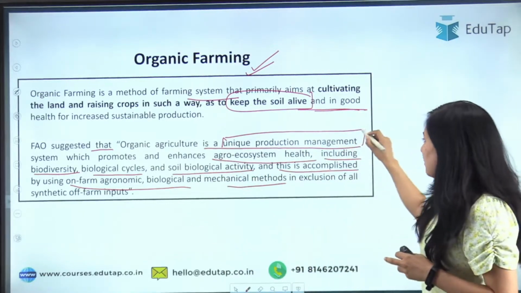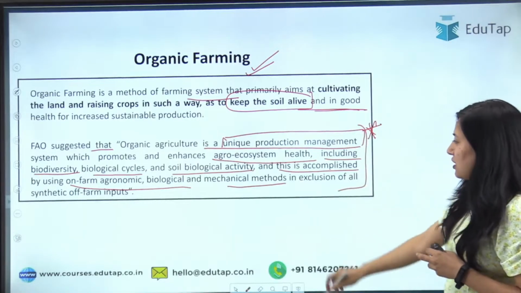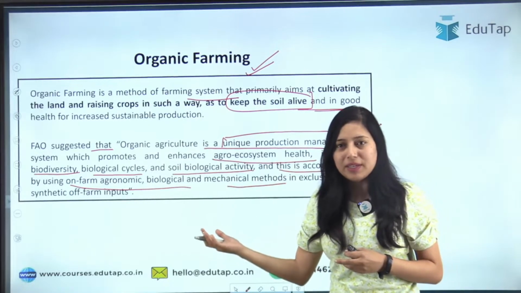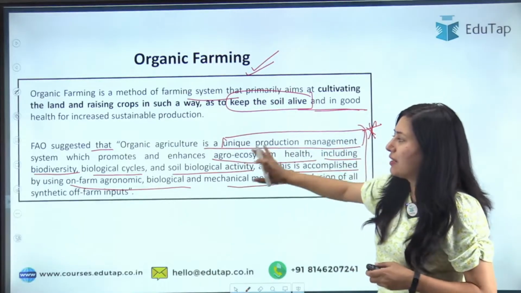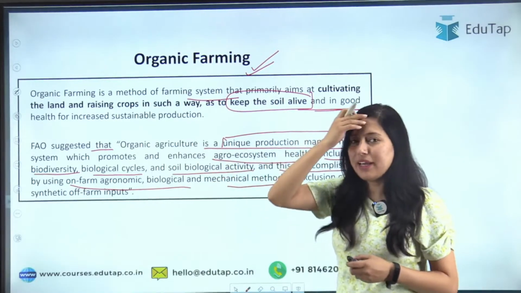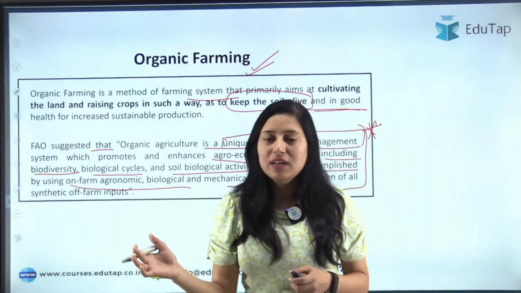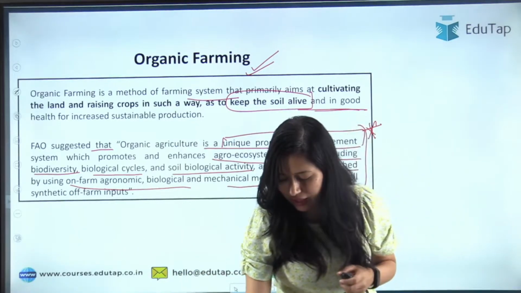So that is the definition by FAO. You can cite this definition if the question is asked on organic farming. Clear? So that is the meaning of organic farming and a definition given by FAO. Now, why is there a need for organic farming?